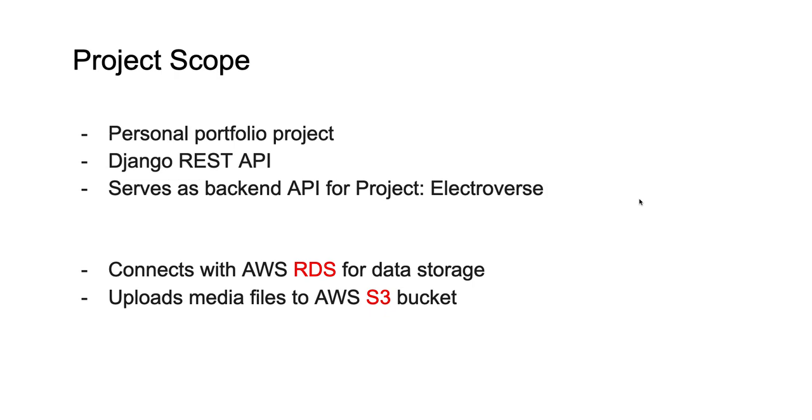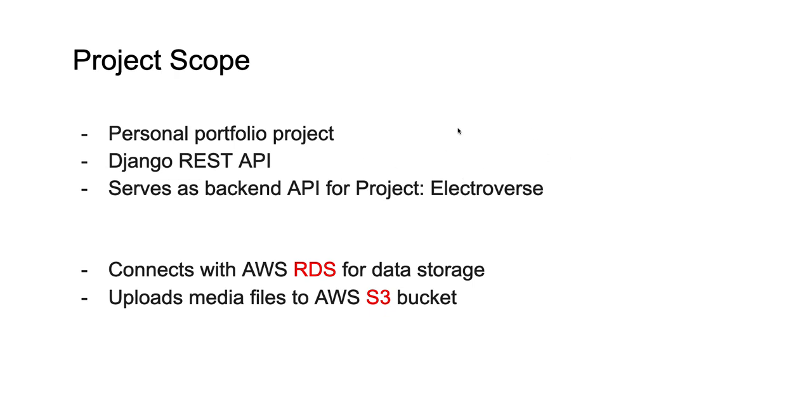So let's have a look at the project scope. This is a personal portfolio project, and it serves as the backend API for Project Electroverse, which is part of a full stack application. The project is connected to a backend database, Amazon Web Service RDS storage, and all the media files are uploaded to an Amazon Web Service S3 bucket. We will see all those things in our demonstration.